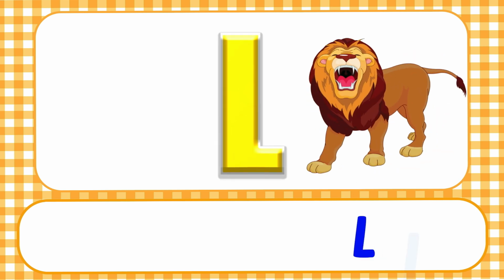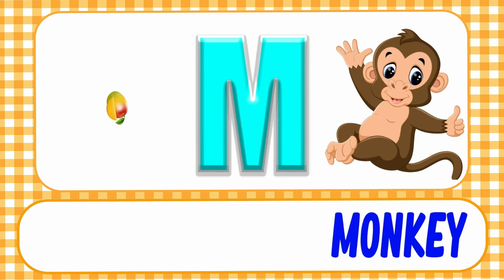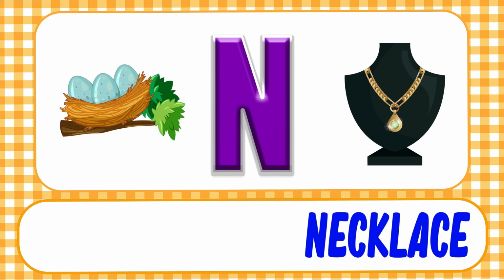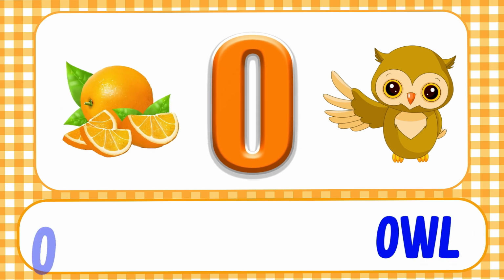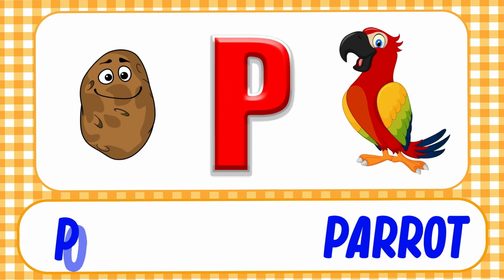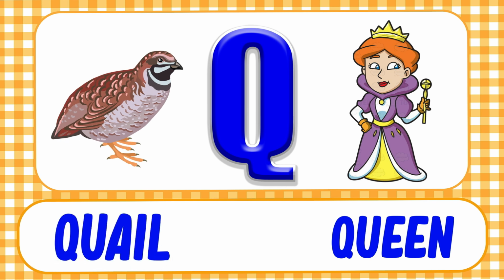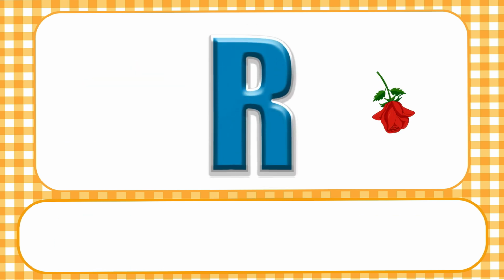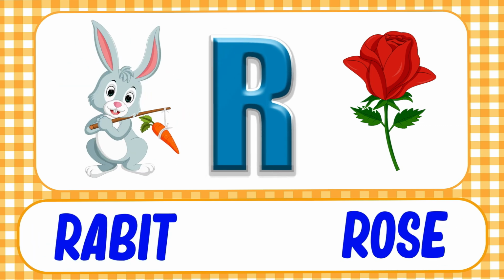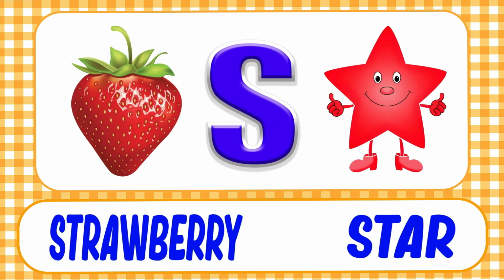L, l, l, lion. L, l, lemon. M, m, m, monkey. M, m, mango. N, n, n, necklace. N, n, nest. O, o, o, owl. O, o, orange. P, p, p, parrot. P, p, potato. Q, q, q, queen. Q, q, quail. R, r, r, rose. R, r, rabbit. S, s, s, star. S, s, strawberry.